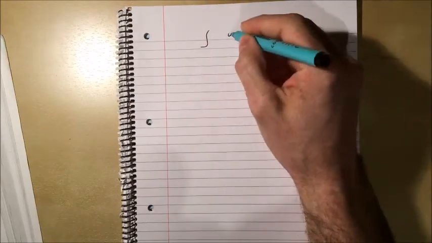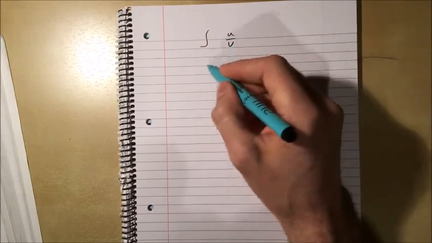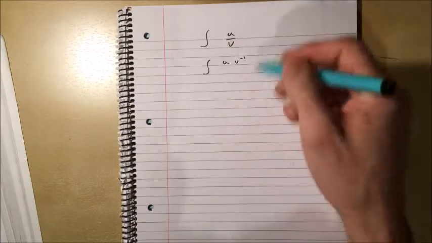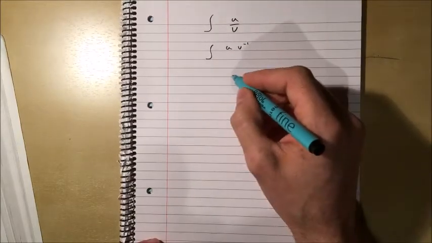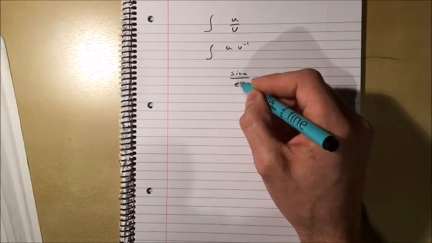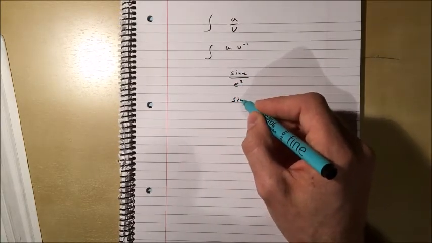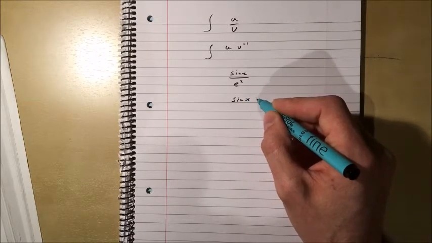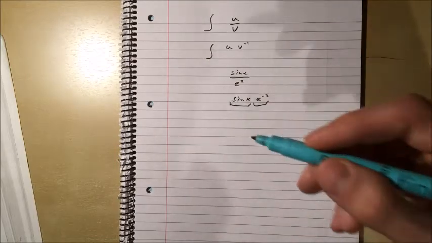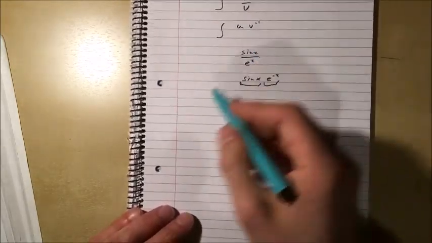If we're trying to integrate something divided by something, we can rewrite it as the integral of u times v to the power of minus 1, and then we're away. So if we're trying to integrate sine x divided by e to the x, I could rewrite that as sine x times e to the minus x, and now I've got a product of functions. So if I've got a product rule for integration, then we're away.